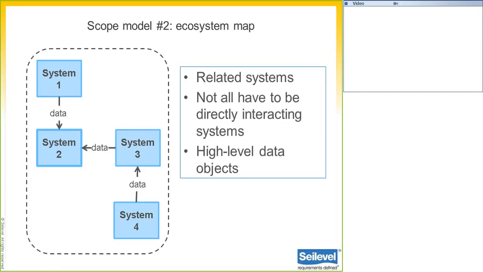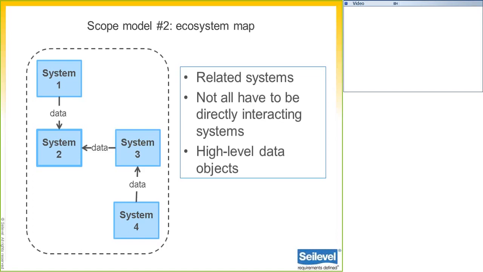And the second big difference is this model shows systems that are not directly interfacing to your system, in addition, of course, to the ones that are directly interfacing. So these are looking at systems that are indirectly influencing your system in some way. And this helps us understand what are all the different interfaces that we have to develop, but it also helps us understand the downstream and upstream impacts that our system might have.